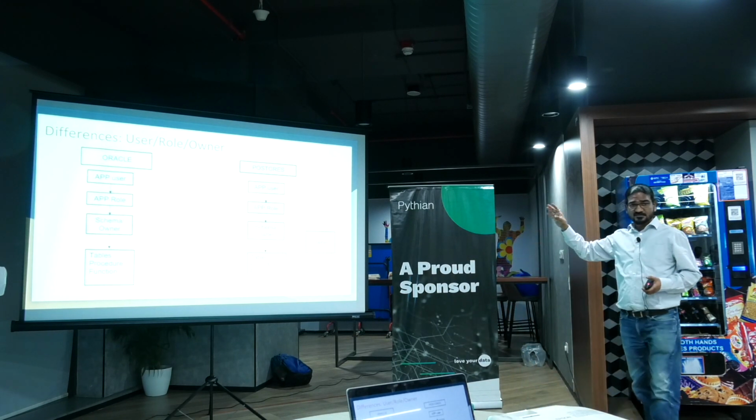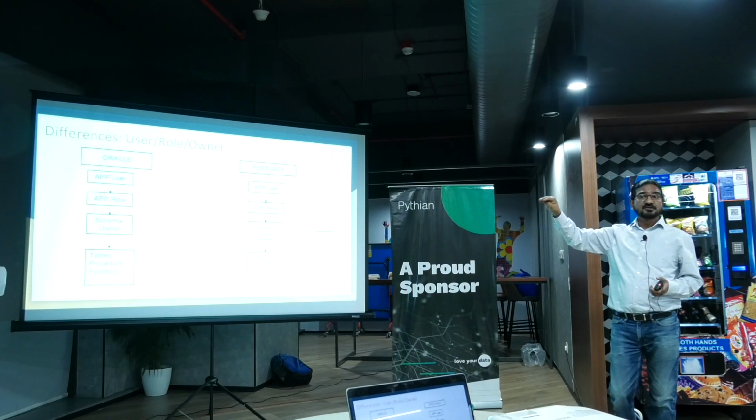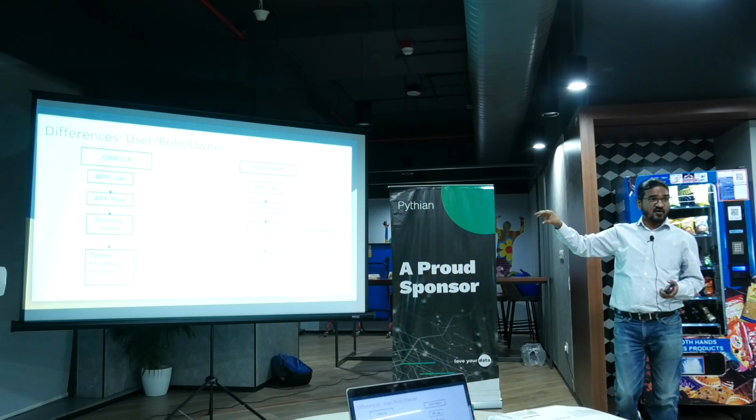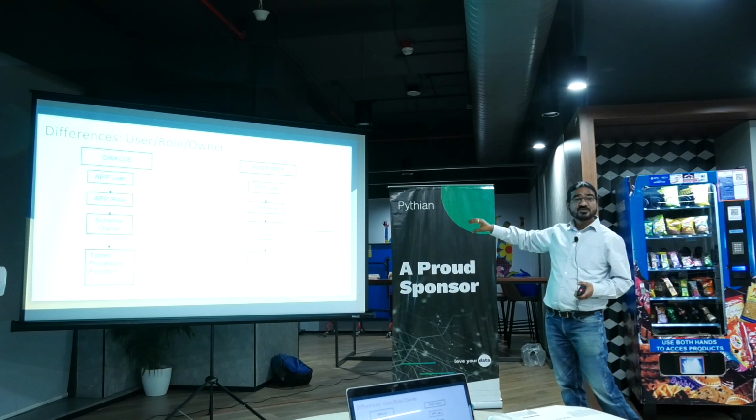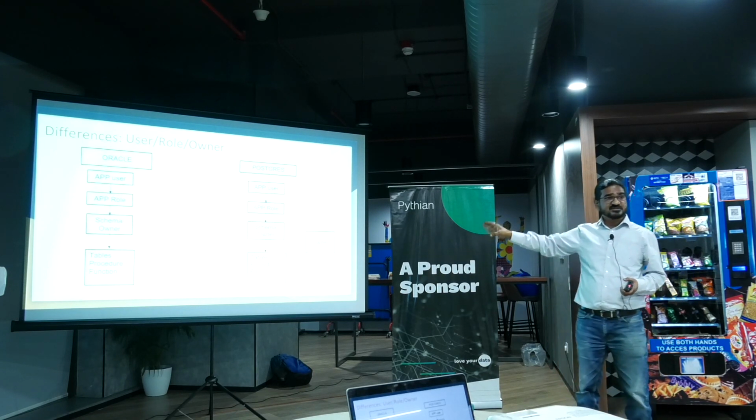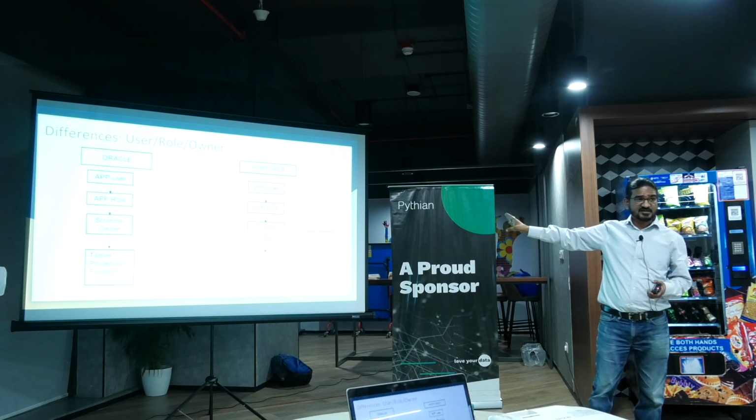Right? So you understood. In Oracle, the user or schema itself is the owner of the objects, whereas in Postgres, it could be different. This is the Postgres way, not the Oracle way.